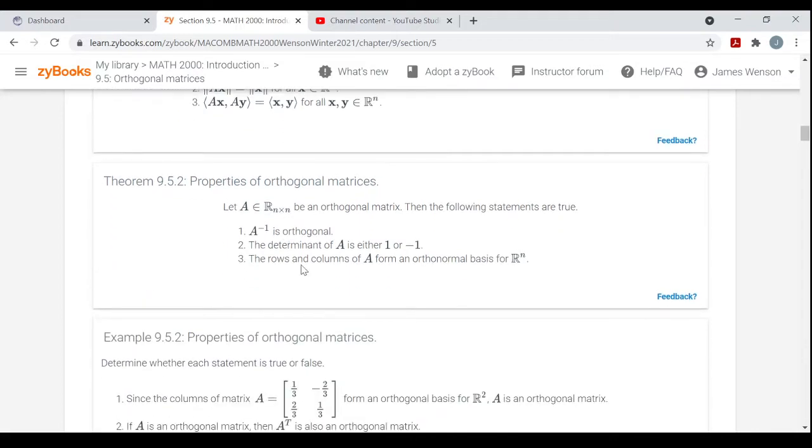Some other properties of orthogonal matrices. If you know you have an orthogonal matrix, then the following statements will be true. A inverse will also be orthogonal, because think about it, A inverse would just be the transpose. And the transpose of the transpose is A, and multiplying them gives me the identity matrix. So A inverse, which is the transpose here, will also be orthogonal. The determinant of an orthogonal matrix is going to be either 1 or -1. Let me show you why.